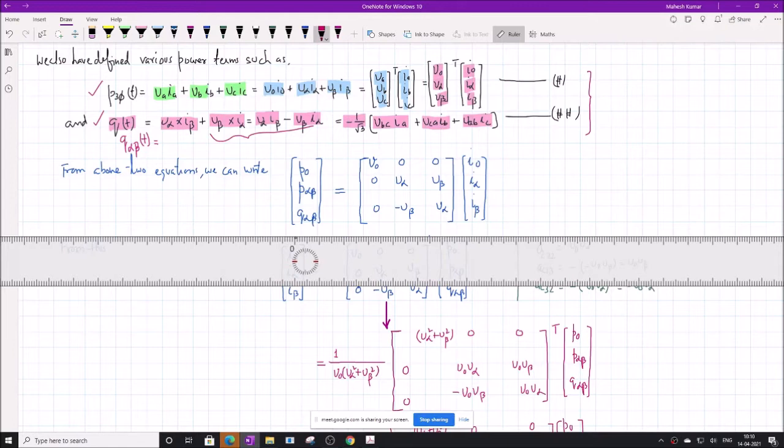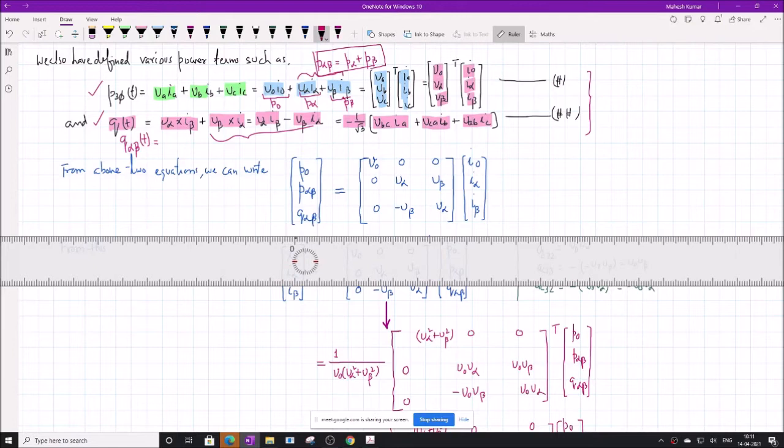The one is V0 into I0, which can be called P0, the zero sequence power. And this is V alpha into I alpha, which can be called the alpha axis instantaneous power, and this is the beta axis instantaneous power. You can call it P alpha and this P beta. Together, this is called P alpha beta. So P alpha beta is nothing but P alpha plus P beta.